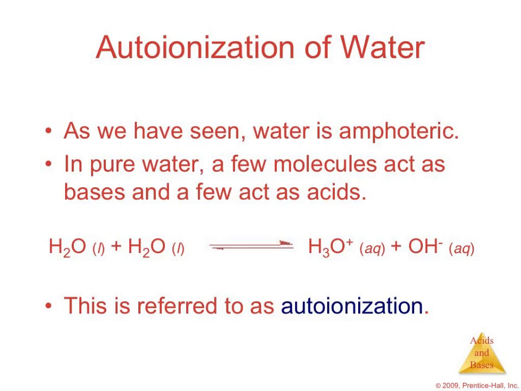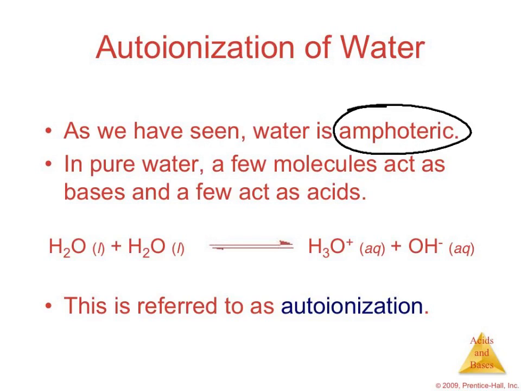So first of all, the autoionization of water. We talked about in the last section that water is amphoteric, which basically just means that it can act like an acid or a base, depending on the situation. Normally it will act like an acid or a base when you put something else in there. Put an acid into the water, and the water will act like a base. Put a base into the water, and the water will act like an acid.